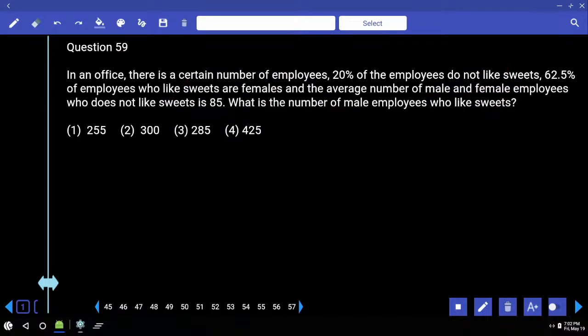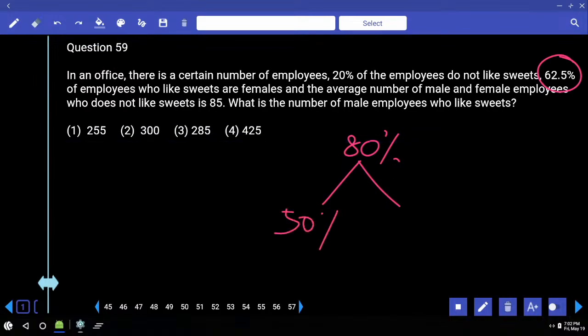In an office there is a certain number of employees. 20% of the employees do not like sweets. 62.5% of employees who like sweets are females, and the average number of male and female employees who do not like sweets is 85. సో ఇక్కడ పర్సన్స్ హూ లైక్ స్వీట్స్ 80% కదా. దాంట్లో 62.5% ఈజ్ నథింగ్ బట్ 5/8 మీన్స్ 50% female, 30% male.